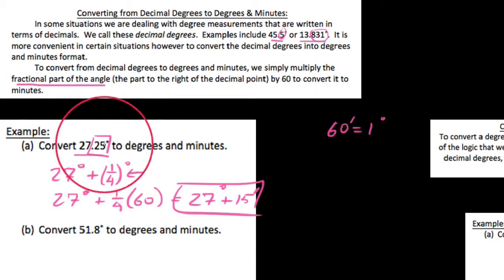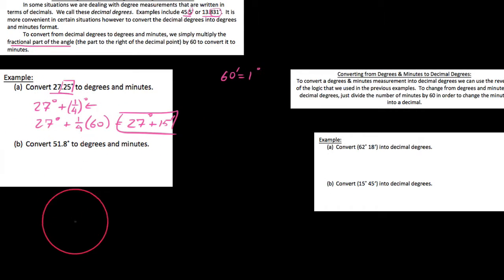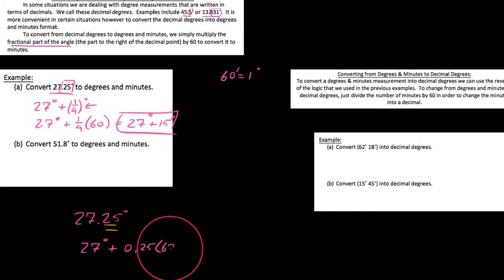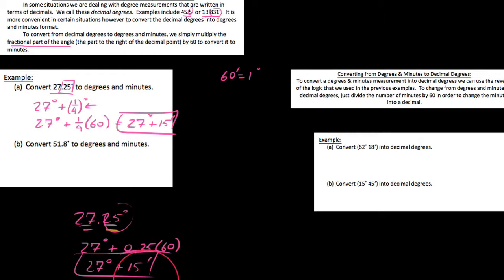So when we want to do this more formally, we'd say, okay, if I'm given a decimal degree here, 27.25 degrees, what we're going to do is this. We'll always take this part after the decimal, and we're going to leave the part in front the same, but we're going to say plus 0.25 times 60. We're going to take this part here and multiply it by 60, and then add that part on to the original degree measurement that was in front of the decimal. So in this case, we get 27 degrees plus 15 minutes. So 27 degrees, 15 minutes. Again, the same thing here.